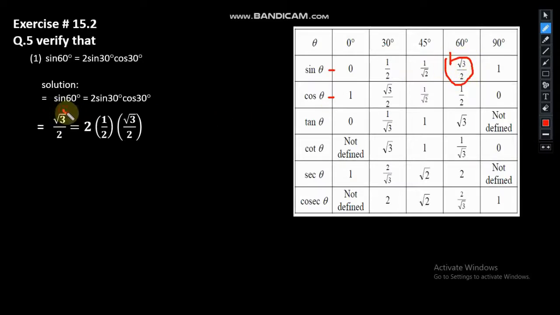Now we can write here 2 sin 30 degree, which is equal to 1 divided by 2, and cos 30 degree, which is equal to under root 3 divided by 2. Now next, the 2 and 2 cancel each other, and this is proved. Now next question.